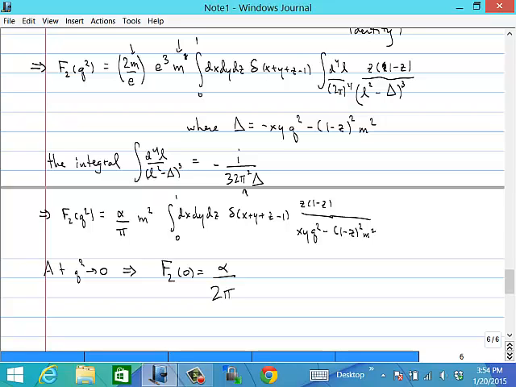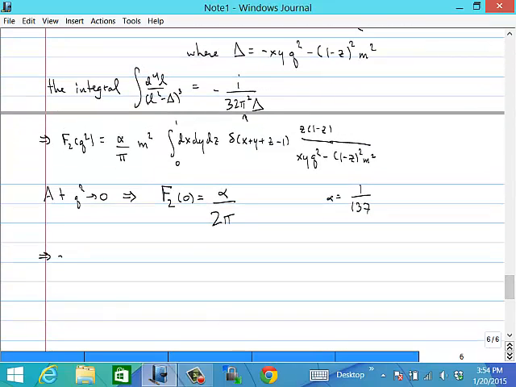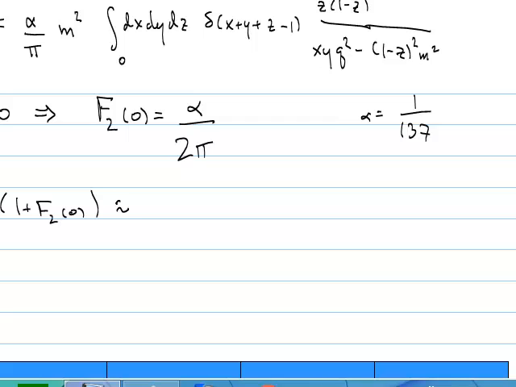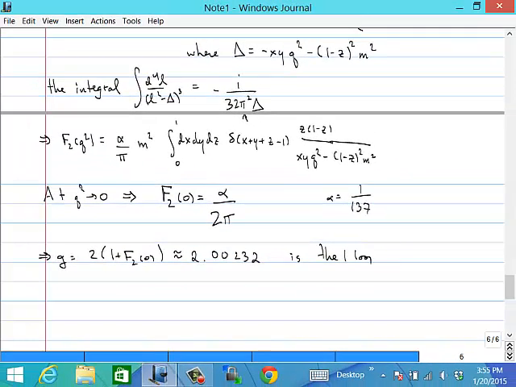Okay. So now you use the fact that alpha is 1 over 137, and you plug that in to your expression for g, which was 2 times 1 plus f2 of 0. And you get 2.00232. So that is the one loop correction to the magnetic moment of the electron.